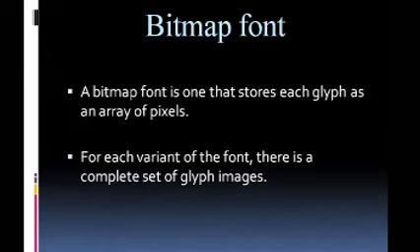For example, if a font has three sizes and any combination of bold and italic, then there must be 12 complete sets of images. So if you take a font that has three sizes, we can choose either bold or italic, and then there must be 12 complete sets of images. That is a bitmap font.